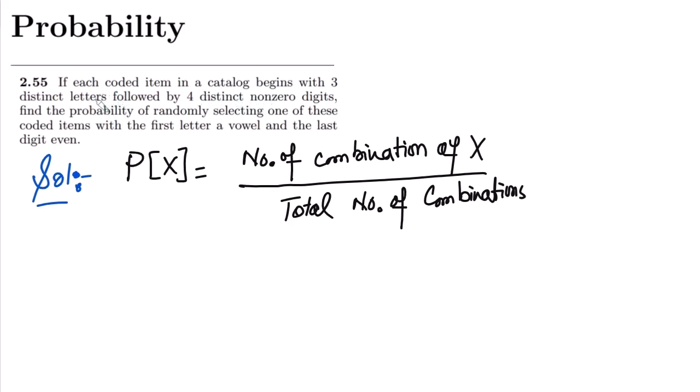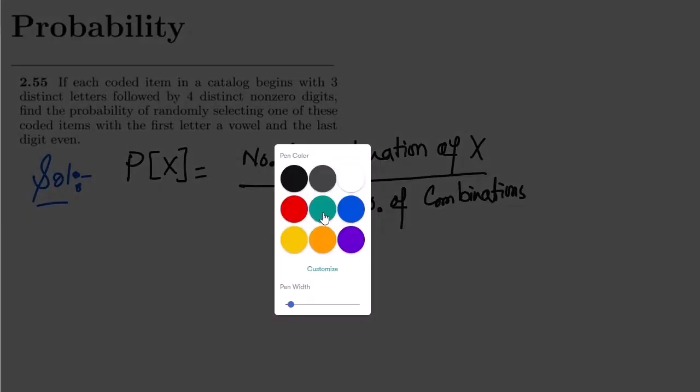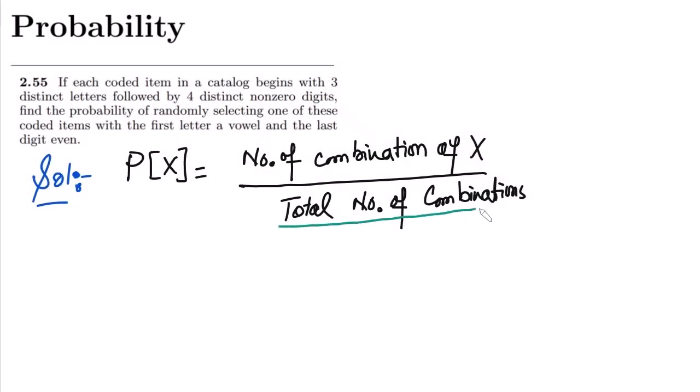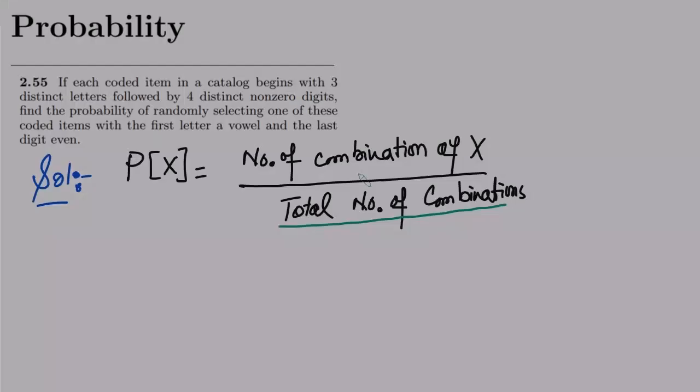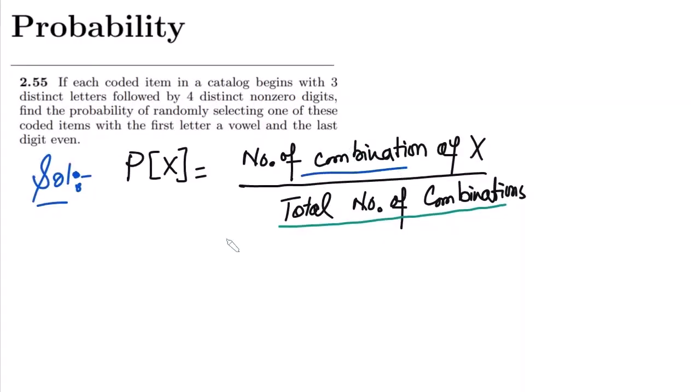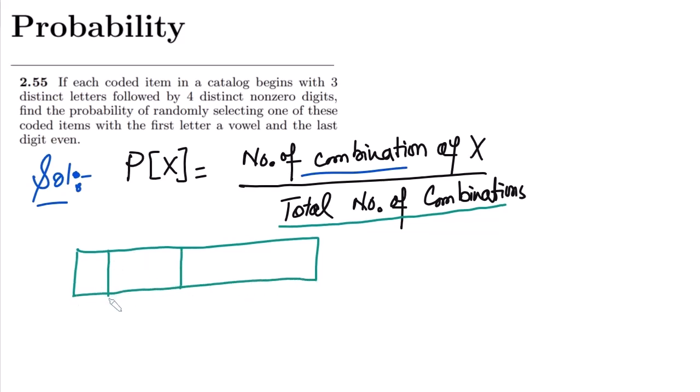Okay, so here in this question we have to see how many items we have. So if each coded item in a catalog begins with 3 distinct letters. Okay, so let me represent this one with the green color, and this one with the blue color, and let me begin it. So here we will have 3 distinct letters. Okay, so these are basically the letters, and these are what?